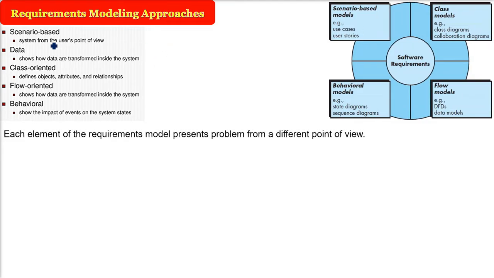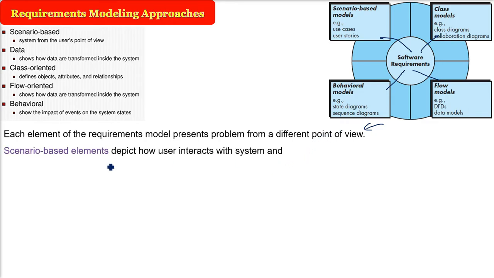The software requirement is the center point here. And when we talk about requirement modeling approaches, each element of the requirement model has to present the problem from a different view, different mode, different eyes, different point of view. So basically we are just taking the software requirement and then we are making certain models. So the main idea is different perspective. And these all are models being created.